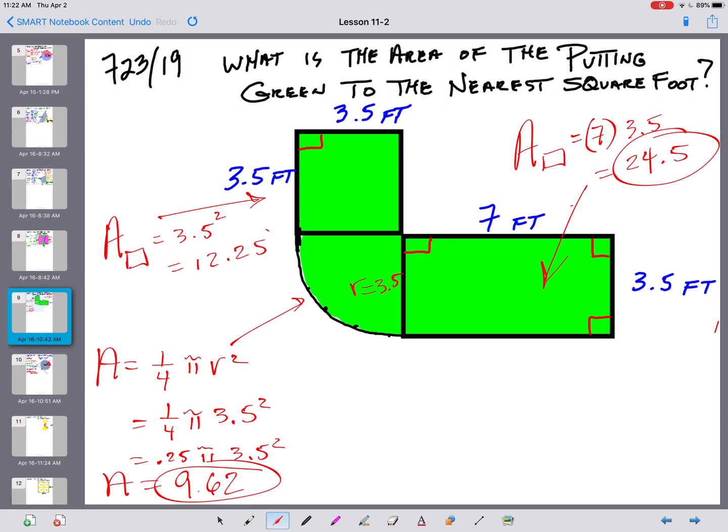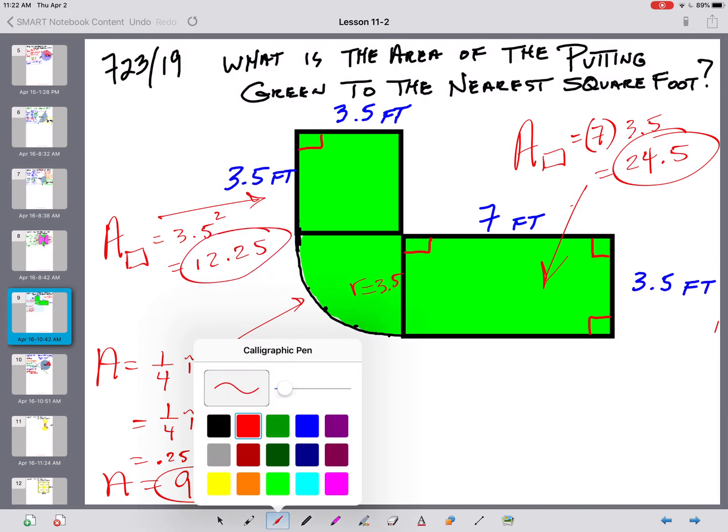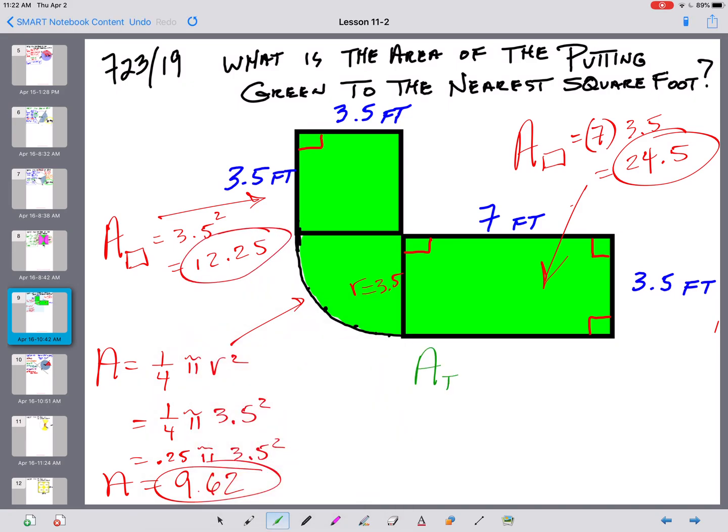Those 3 areas for the total now. Here we go. Area total. Our first one was 9.62. The next one, 24.5 we did, and the last one, 12.25. Let's add them up.